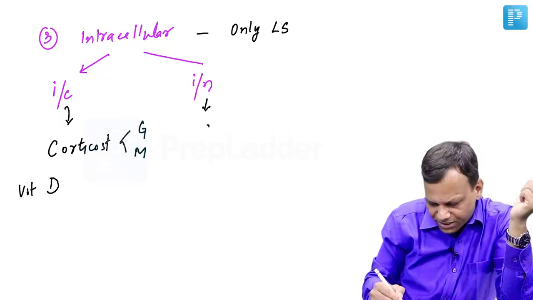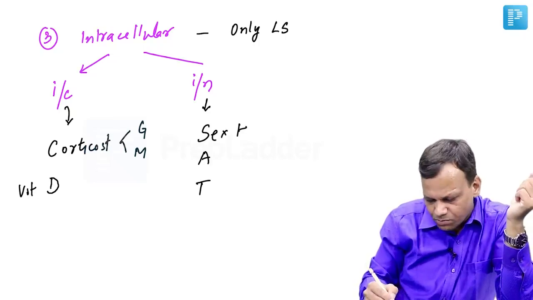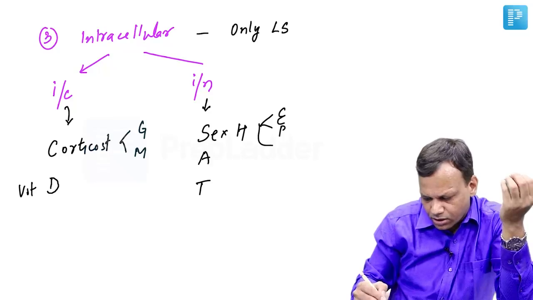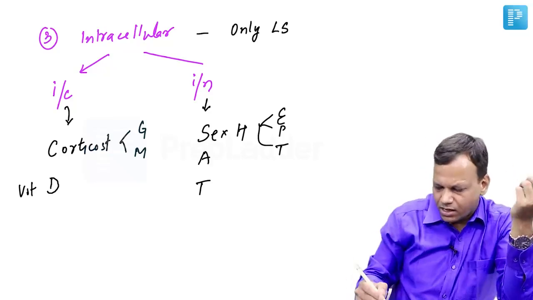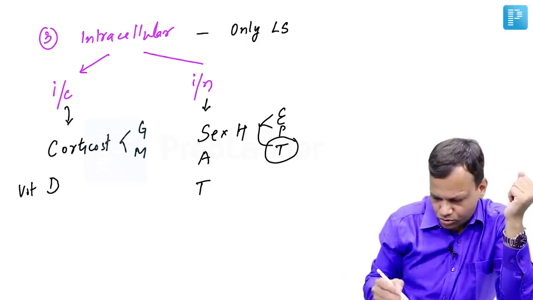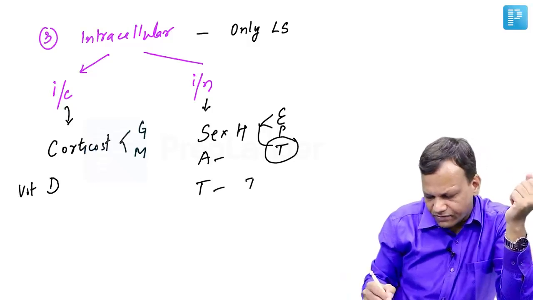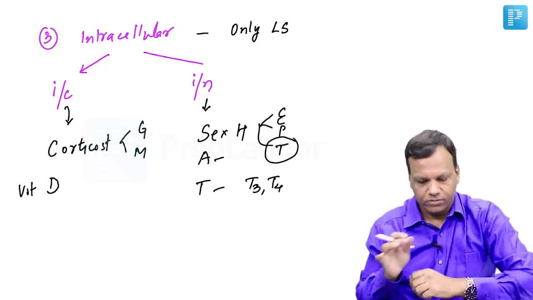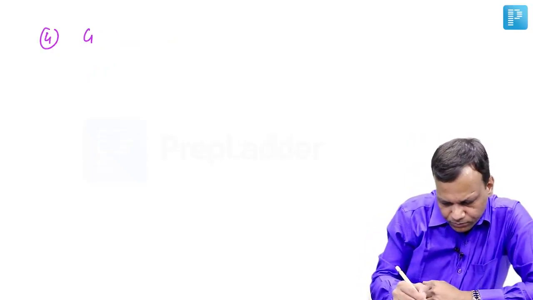Whereas intranuclear receptors are remembered as SAT, SAT. So sex hormone receptors, most of the sex hormones, estrogen, progesterone, testosterone, they work on nuclear receptors. But testosterone receptors are present partly in the nucleus, partly in the cytoplasm also. A for vitamin A and T for thyroid hormones. The receptors of these are intranuclear. Okay. Then lastly, we have G protein coupled receptors.